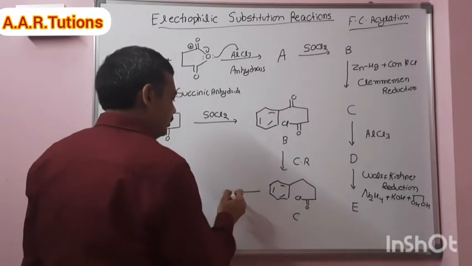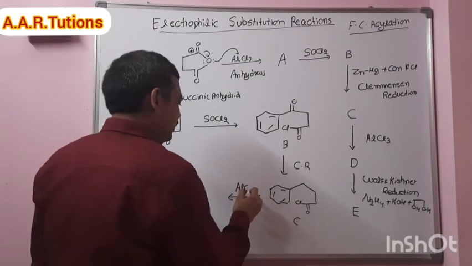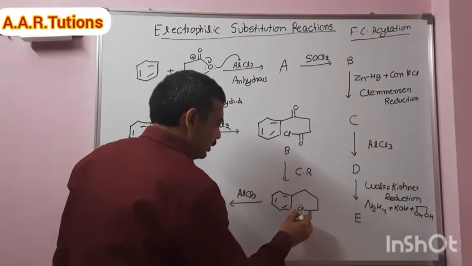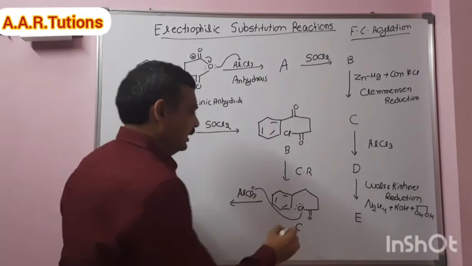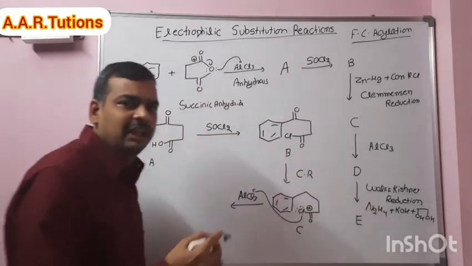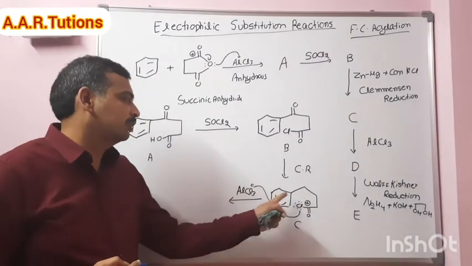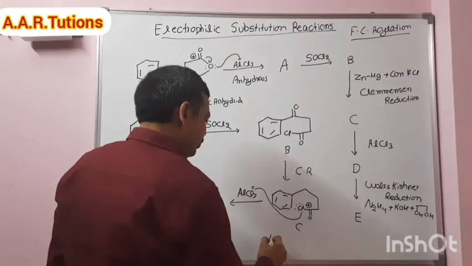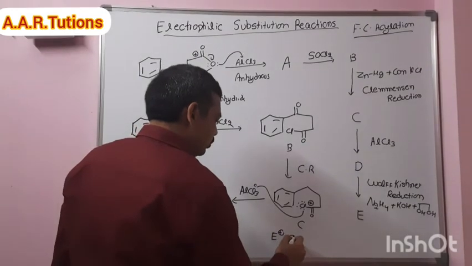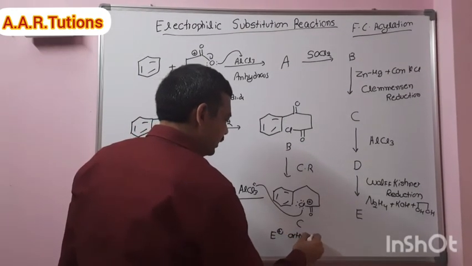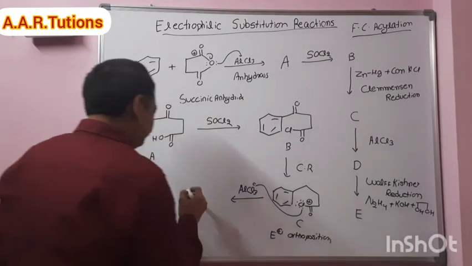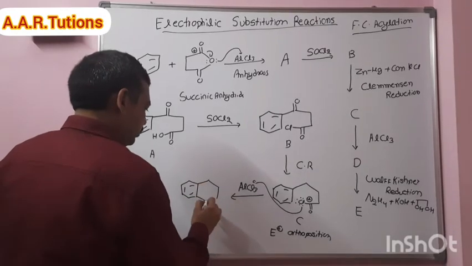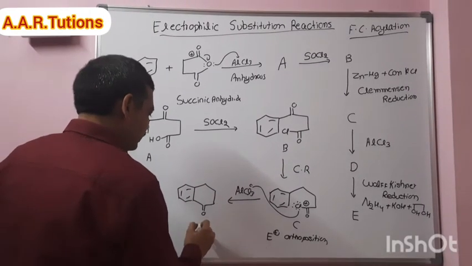C further reacts with AlCl3. So again what will happen? This is a Friedel-Crafts acylation. The chlorine lone pair forms a complex here, then the acylium ion forms. This acylium ion attacks on the same ring. Here it is a ring activating group, so the electrophile will attack at the ortho position. Then the product obtained is the cyclic ketone.